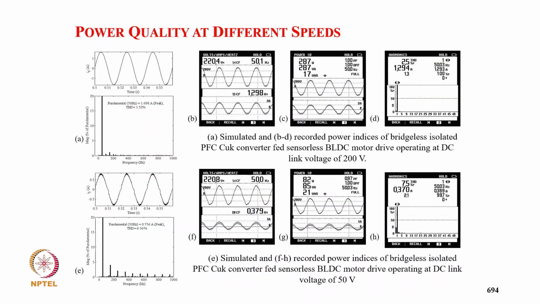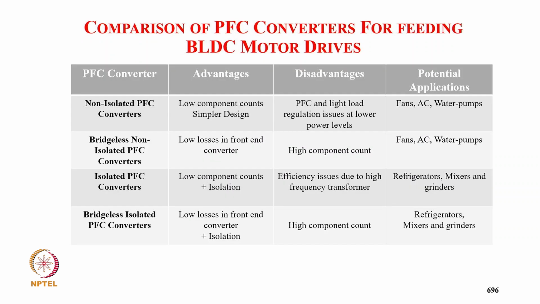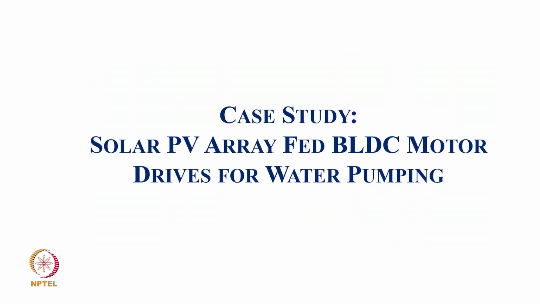And the power quality performance with the THD of 2.5% of supply current at rated voltage and rated load, unity power factor, and reduced load of 82 watt. So THD of supply current is 7.5% with 0.97 power factor, and at 90 volt the THD of supply current is 2.2% with unity power factor, and at 270 volt also THD 3.2% with unity power factor. These are of course comparisons with the non-isolated PFC converter, bridge and bridgeless converter.